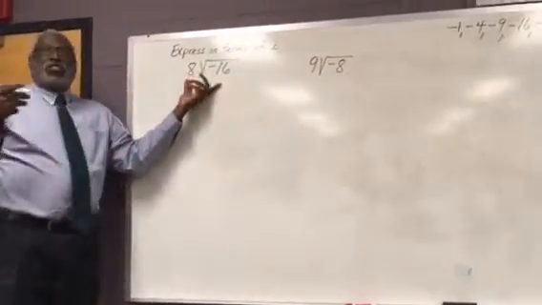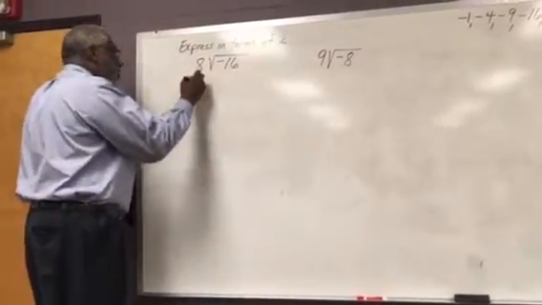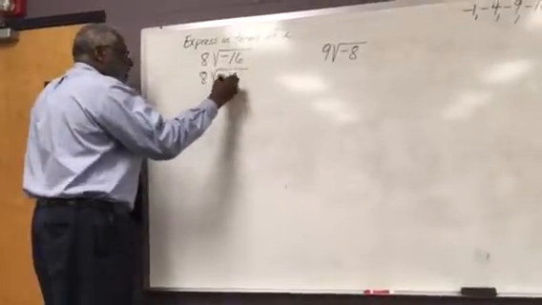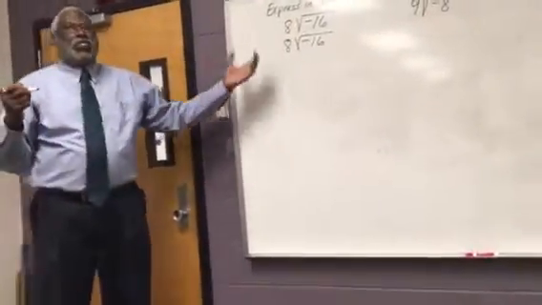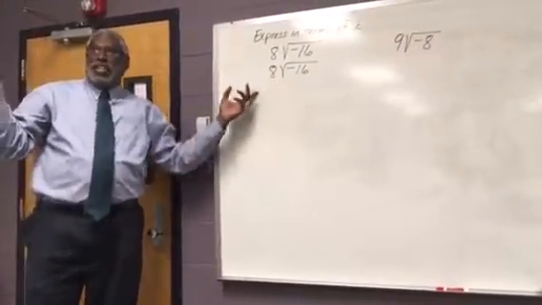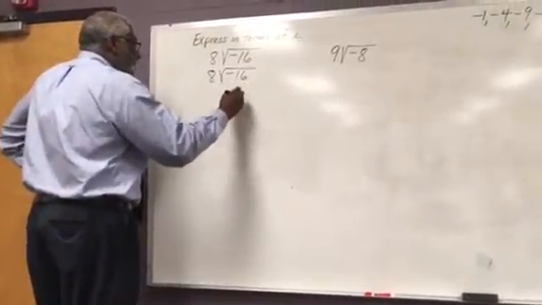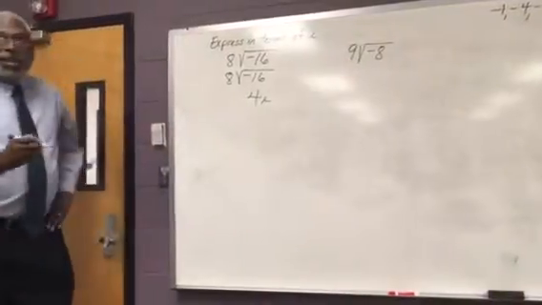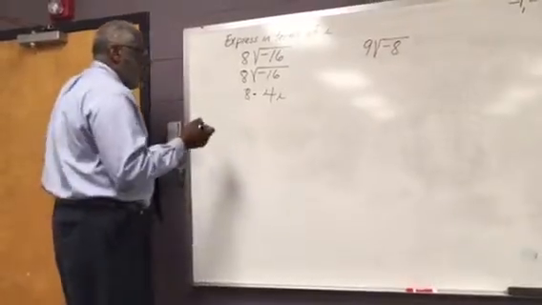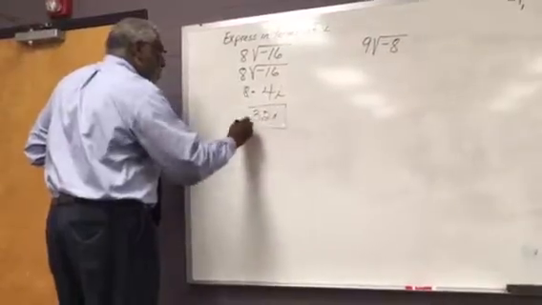This is 8 times the square root of -16. Remember, the first thing we're going to do is treat this like PEMDAS. We're going to solve the radical first and then multiply by 8. We know that the square root of -16 is 4i. Then we multiply it times 8, and 8 times 4i is 32i, and it is fully simplified.